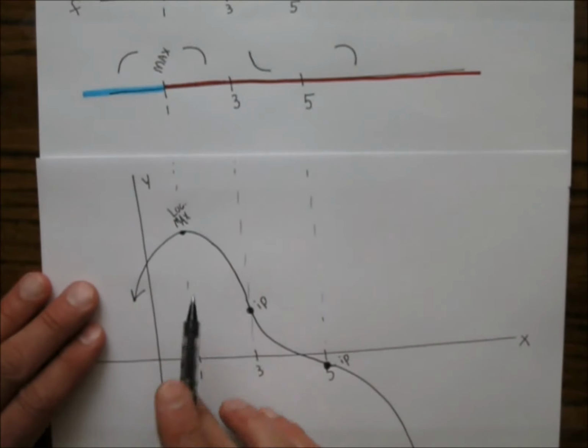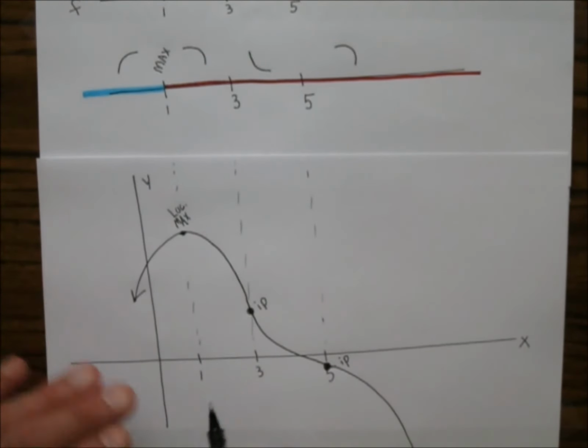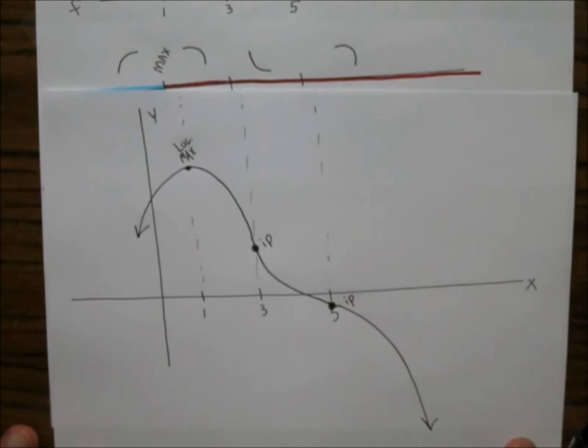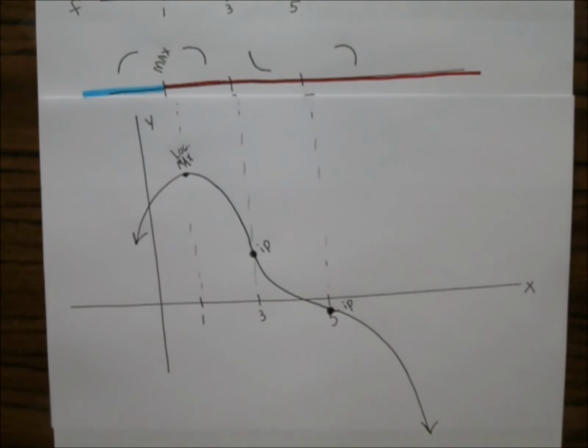The answers might look a little different depending on it. You may have decided to put your local max down here, and then your graph would have been shifted a lot lower. Oh, so you might not see the full graph there. There's the full graph.